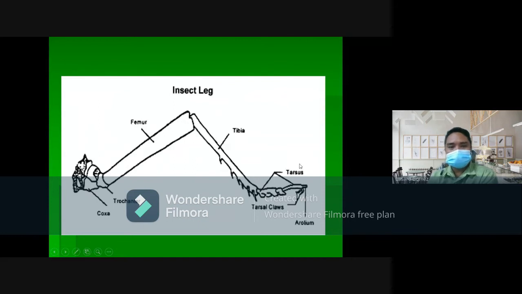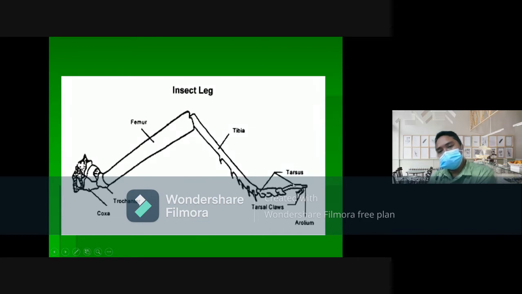Okay, parts of an insect leg. The one being attached to the insect's body is the coxa. It attaches to the insect's thorax. And then the second segment is called the trochanter. Then the biggest portion, the main part of the insect's leg, is called the femur. And then the next segment is called the tibia.